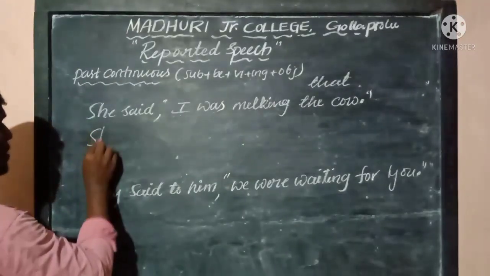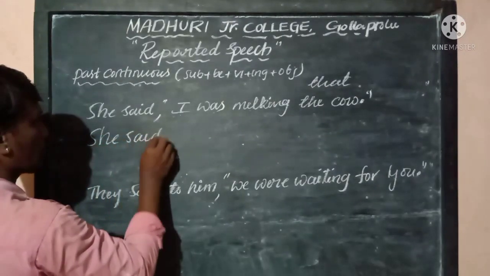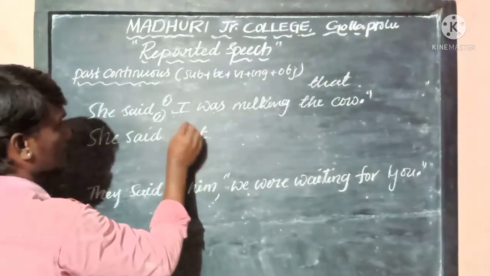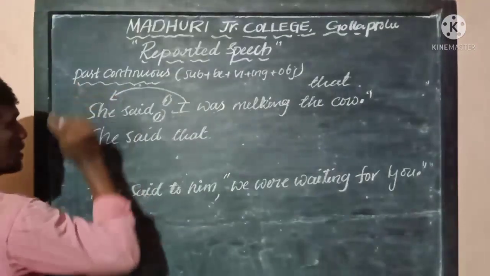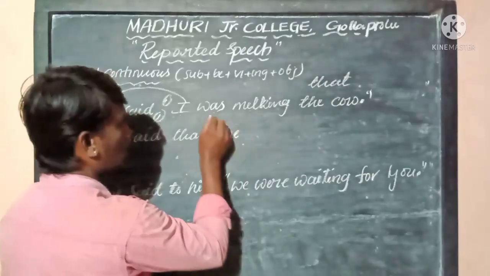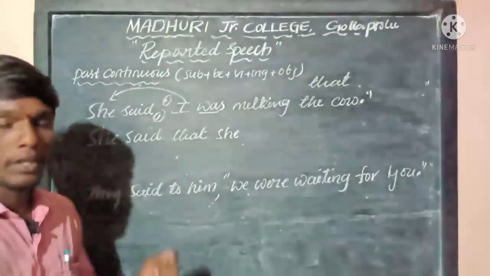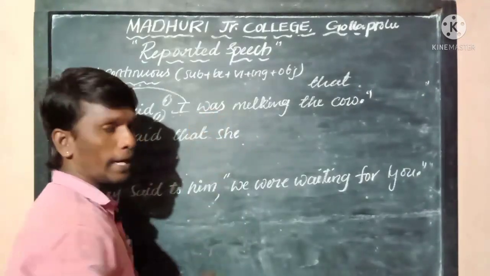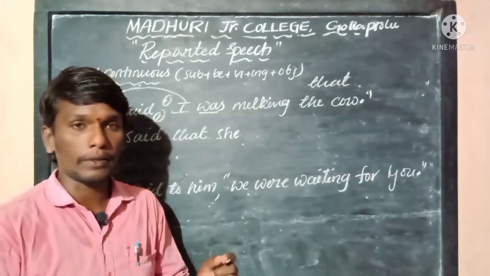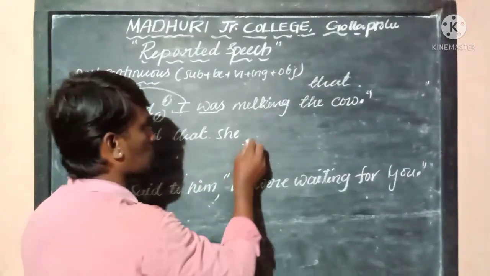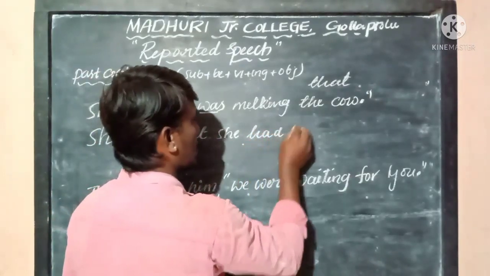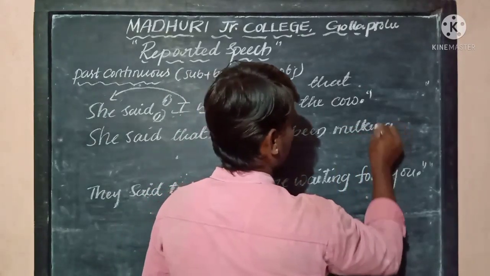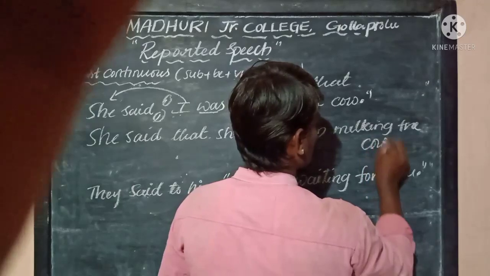So here, see, she said. Now remove the inverted commas and commas. What is the conjunction here? That is the conjunction. And what does I refer to? I refers to she. So here immediately write she. And as it is in past continuous tense, this should be written in past perfect continuous tense. Whenever you find the be forms was and were, they can be written as had been. So she had been milking the cow. So this is the answer.